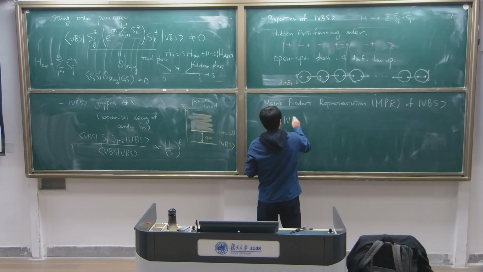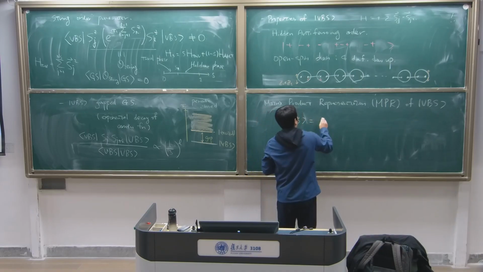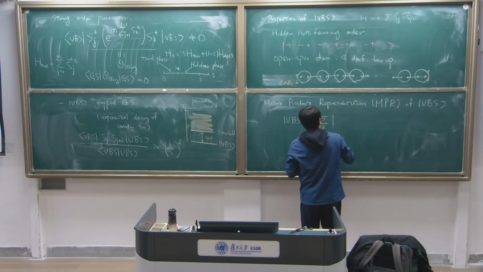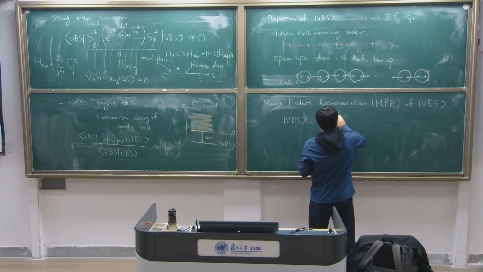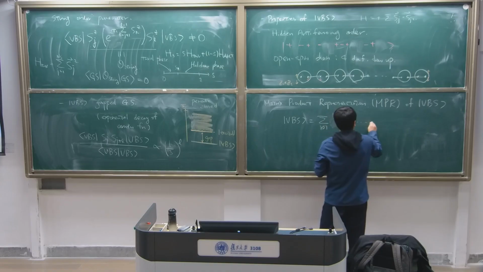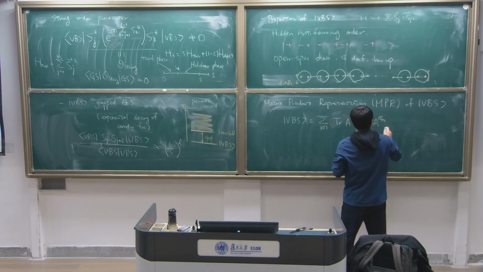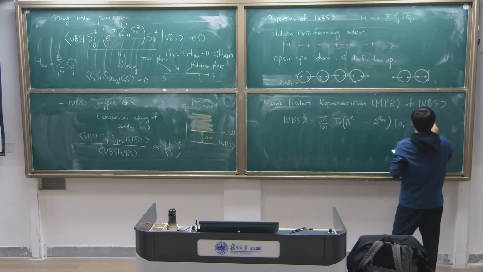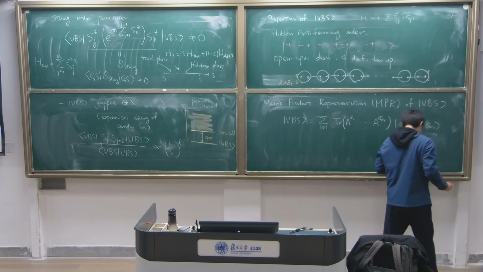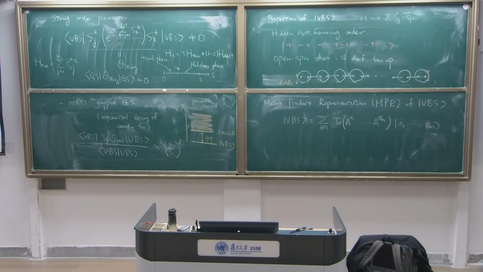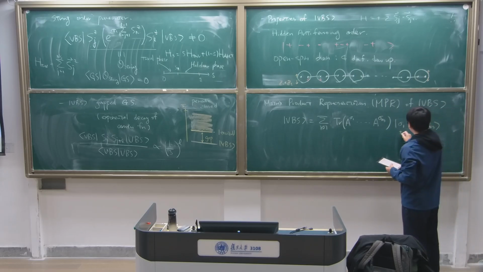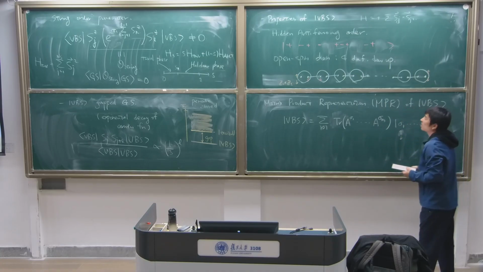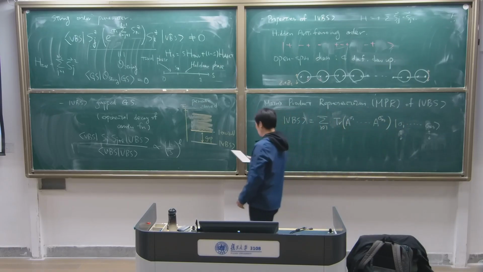So we want the sum over sigma of the basis state A sigma 1 A sigma 2 up to A sigma n, where sigma 1 through sigma n are each either plus or minus, so spin up or spin down. That's what we want.